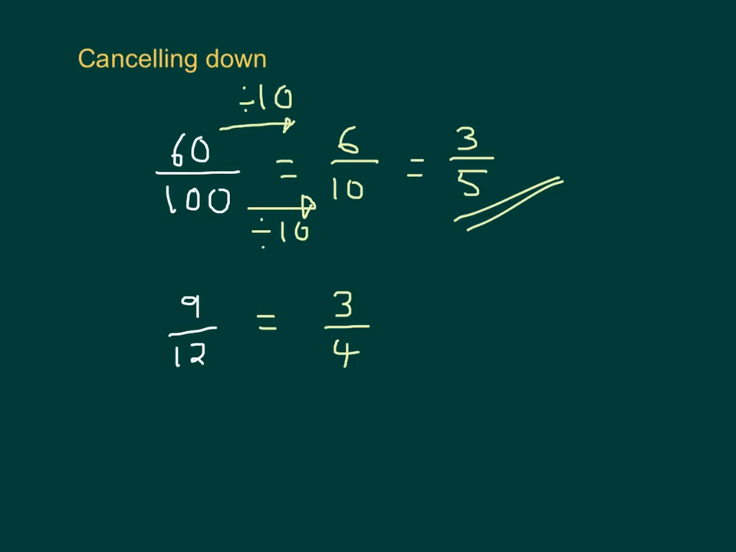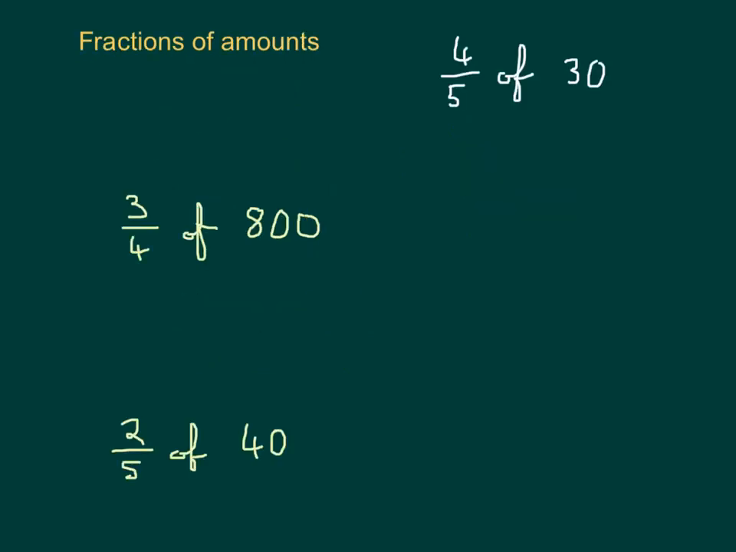9 divided by 3 is 3. 12 divided by 3 is 4. So 3 out of 4 is the same as 9 out of 12. I need to use a linked understanding of fractions when I'm working out fractions of amounts.